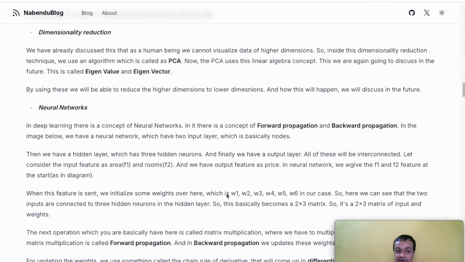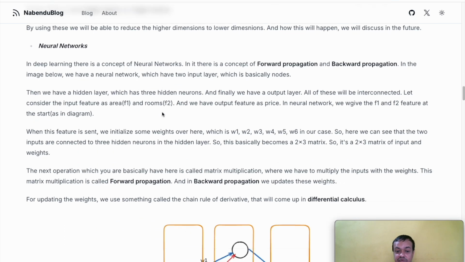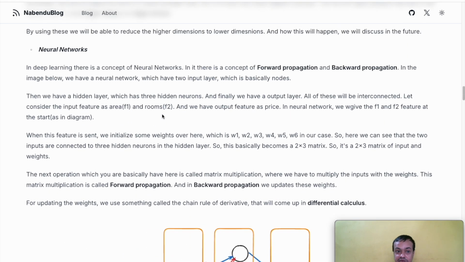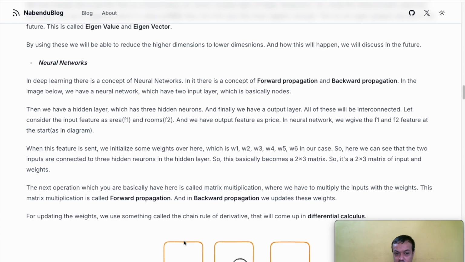Okay, so now neural network. In deep learning, there is a concept of neural network. Okay, so what is the neural network? In it, there is a concept of forward propagation and backward propagation. In the image below, which we are going to go through, we have a neural network which has two input layers, F1 and F2. One is the area, one is called the room. We have got two input layers here, which are basically nodes in the neural network.